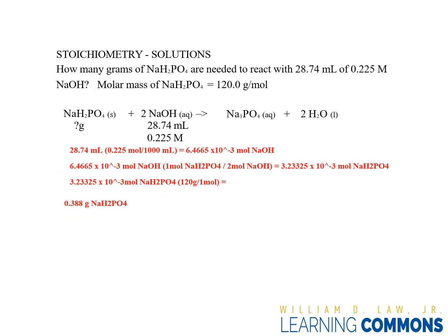This is stoichiometry, the other example, and he asks you how many grams of sodium dihydrogen phosphate are needed to react with 28.74 milliliter of 0.225 molarity of sodium hydroxide. The molar mass for the sodium dihydrogen phosphate is 120 gram over mole. And from the data or the numbers given in this example, if you see the sodium hydroxide, he gave it to me by the milliliter and the molarity.